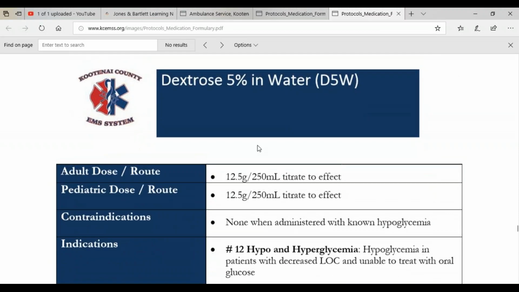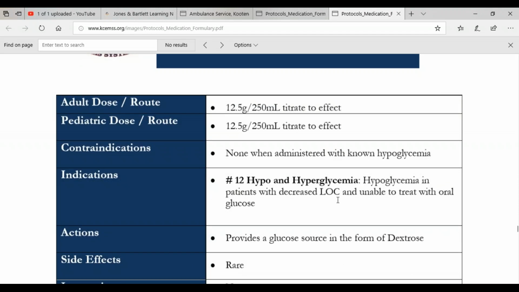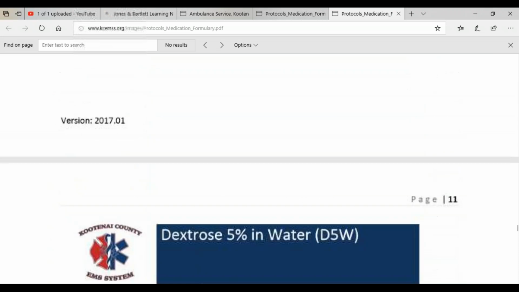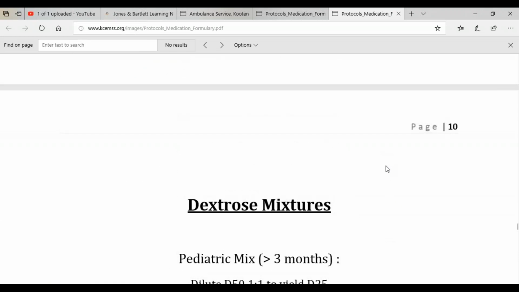So we have dextrose 5% in water. This is in your protocol or in your arsenal now. A whole bag will have 12.5 grams in 250 milliliters, and you just flow it, titrate to effect. But like I said before, you have to realize that that's dextrose in water and not dextrose in normal saline.